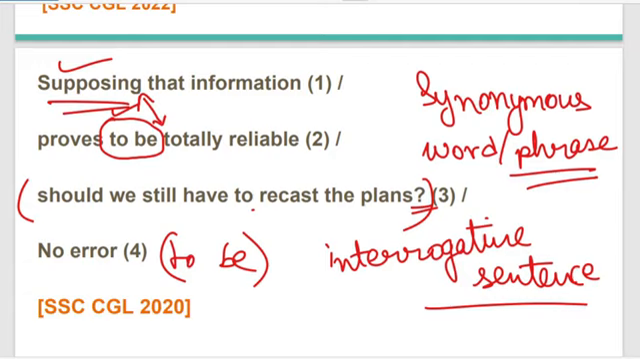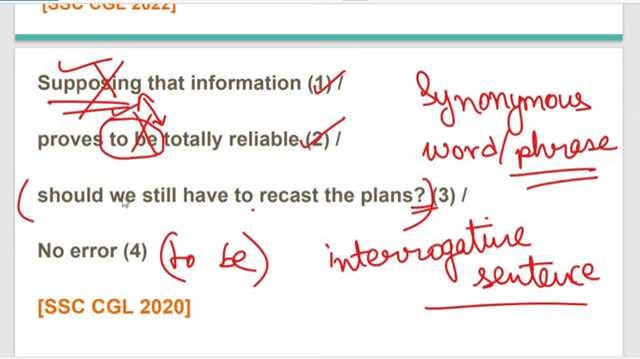If you mark both option 1 and also option 2, then you are incorrect. Why? If you mark option 1, then you are actually striking out the word "supposing." And when you are giving option 2 as the incorrect part, you are actually striking off "to be." You have to choose either one, not both. So either you have to write supposing that information proves totally reliable, or you have to write that information proves to be totally reliable.